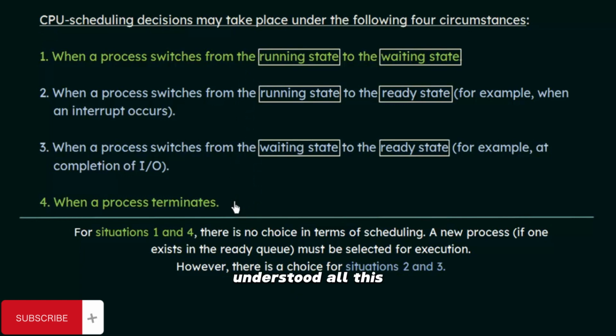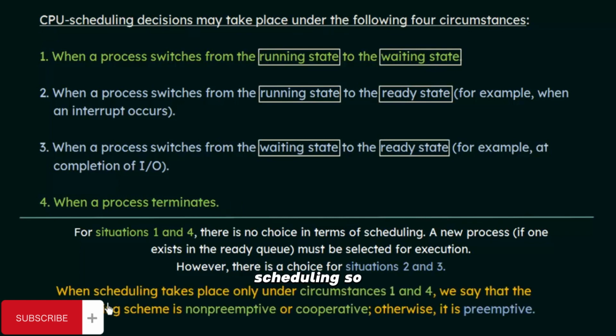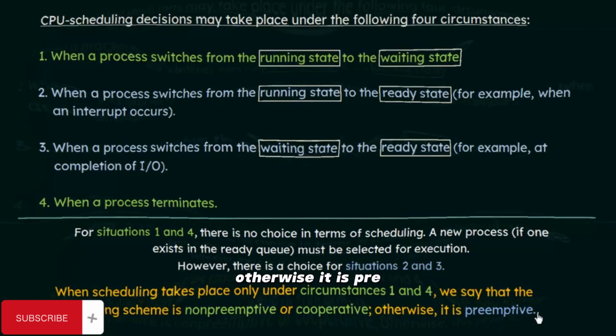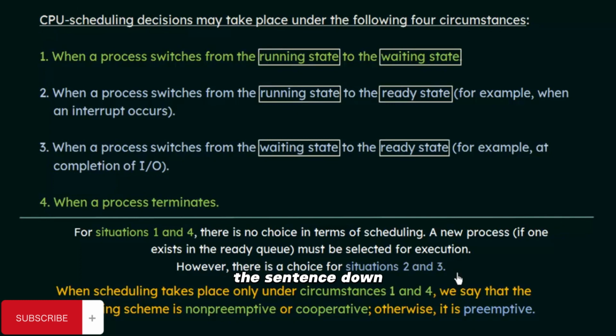Now, since we understood all this, we are in a position to define and understand the meaning of preemptive and non-preemptive scheduling. When scheduling takes place only under circumstances 1 and 4, we say that the scheduling scheme is non-preemptive or cooperative. Otherwise, it is preemptive. Let us try to break the sentence down and understand what it means. When scheduling takes place only under circumstances 1 and 4, it is said to be non-preemptive or cooperative scheduling. And why is that?